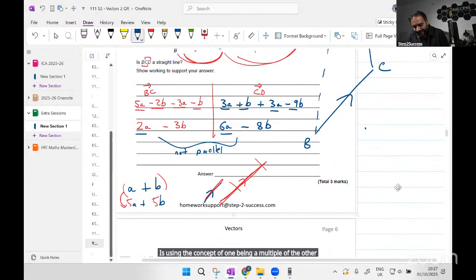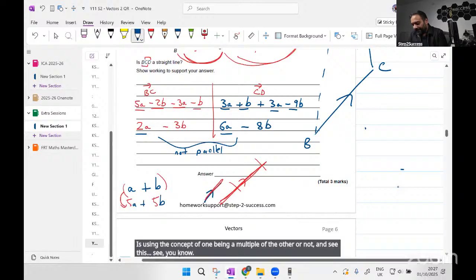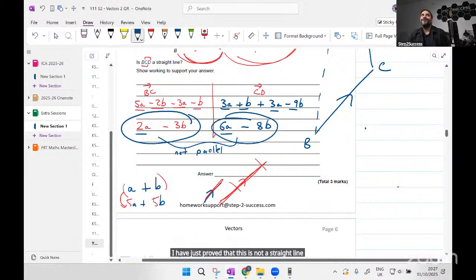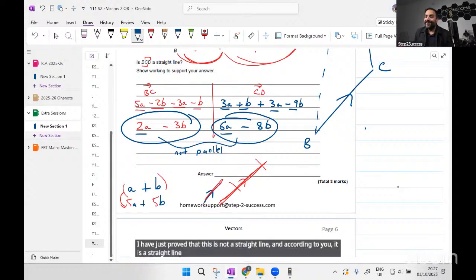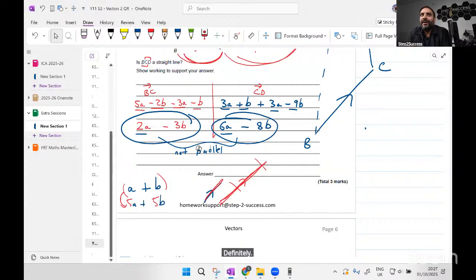And we know that doesn't work because I have just proved that this is not a straight line. And according to you, it is a straight line. So one of us is wrong. Definitely. So that's the point.